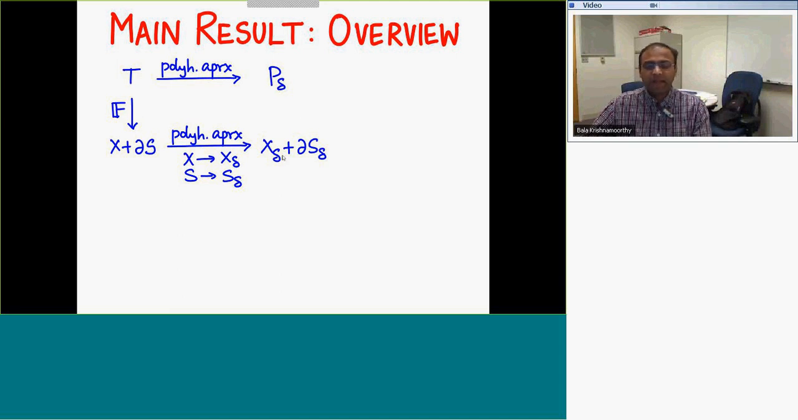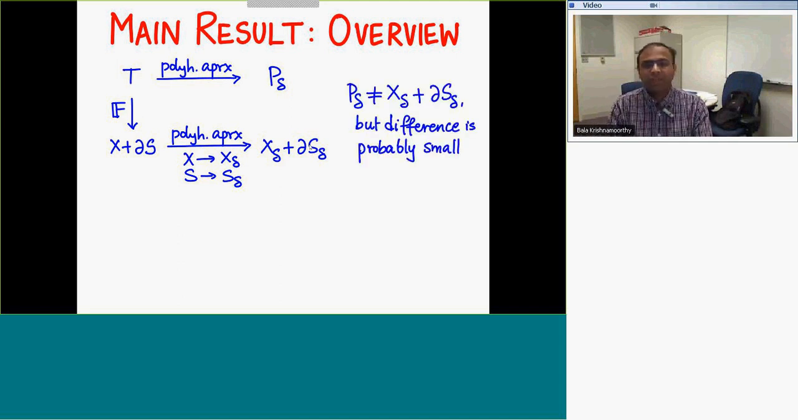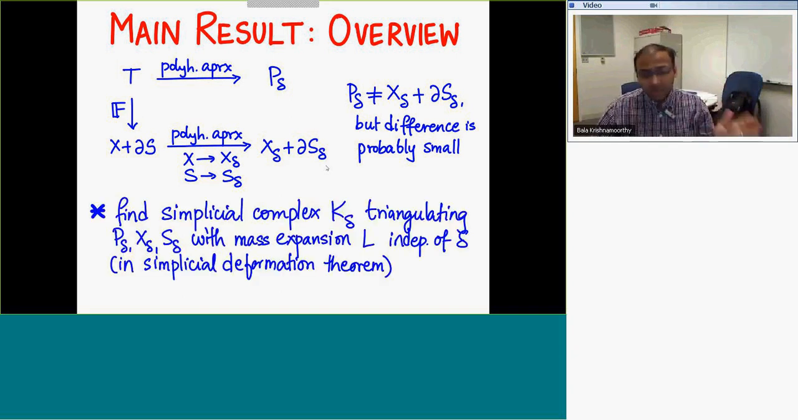So P delta, X delta and S delta together may not be equal to the originals, but at least one thing we can say for sure is that the difference is probably small because both are polyhedral approximations. So by making delta small, we can make the differences small. But now is where we have to push all these things, P delta, X delta, S delta, the whole set, onto the simplicial complex, so that we can use the integrality result in the simplicial setting.